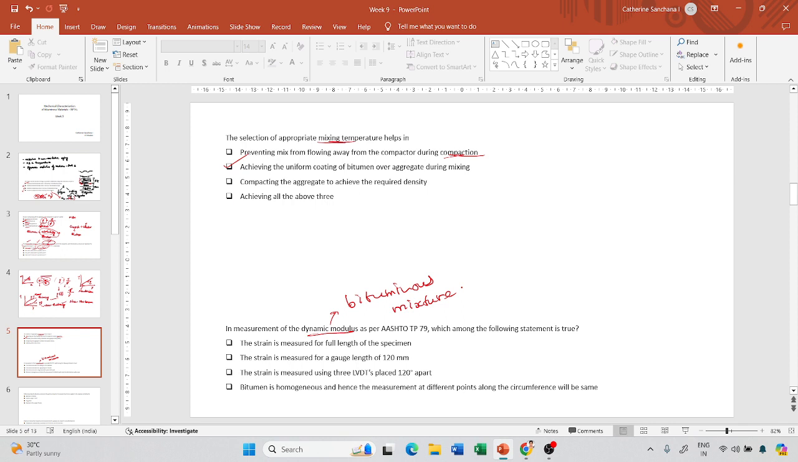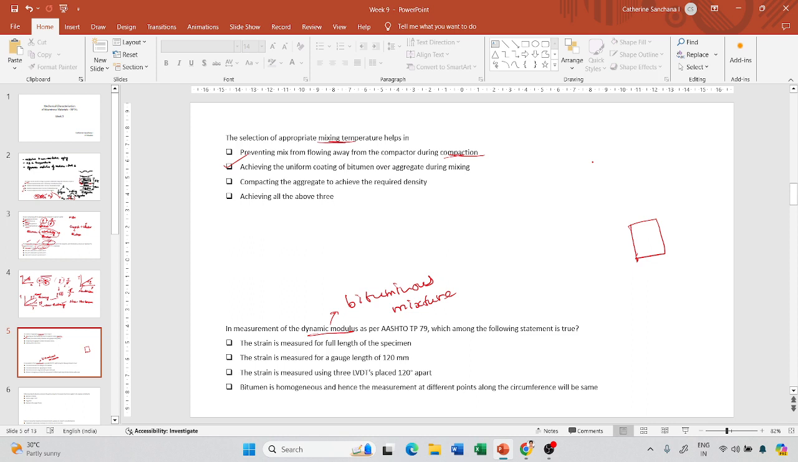Now for that only we get into something called the dynamic modulus, because here we do a kind of testing which can capture the variation of the modulus of the bituminous mixture with temperature and frequency. So what you do is you take a cylindrical sample of a bituminous mixture. How do you do that? You take the aggregates, mix it with bitumen at the mixing temperature. Then you compact it using a gyratory compactor.